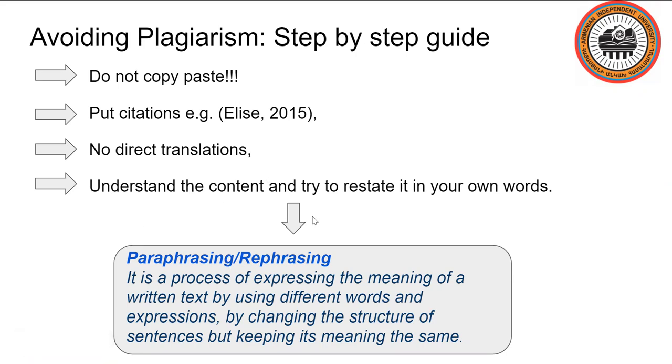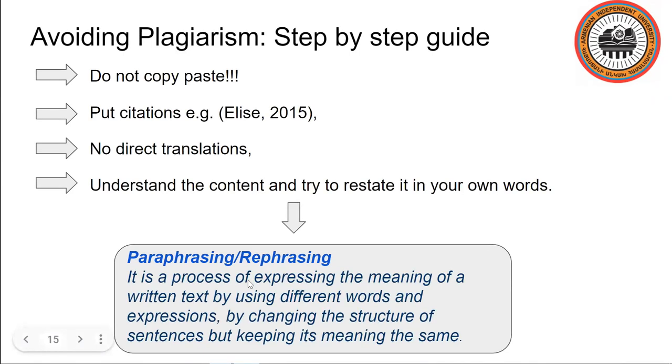Paraphrasing and rephrasing. It is a process of expressing the meaning of a written text by using different words and expressions, by changing the structure of the sentences, but keeping its meaning the same.